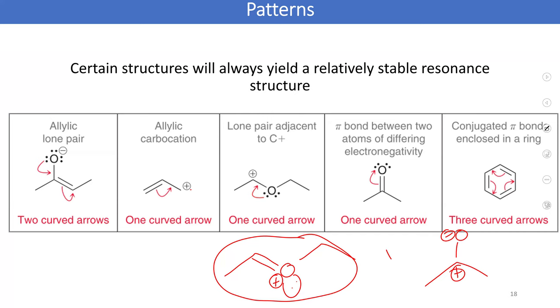Then the last one: if you have conjugated pi bonds, especially if they're enclosed in a ring, but anytime you have conjugated pi bonds, by which I mean the pi bond alternates: double bond, single bond, double bond. That's what I mean by conjugated. So in that molecule that I used for the electrocyclic reaction earlier, called 1,3-butadiene, those are conjugated pi bonds. Anytime you have conjugated pi bonds, you can draw a resonance structure.